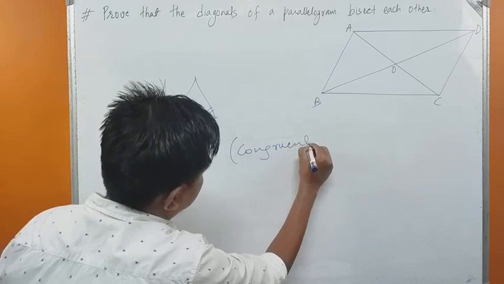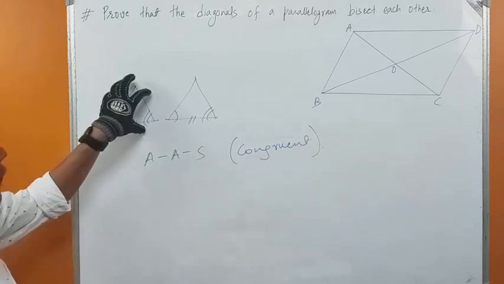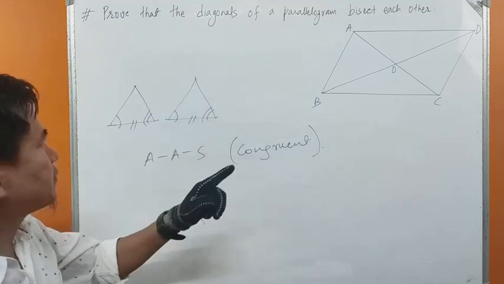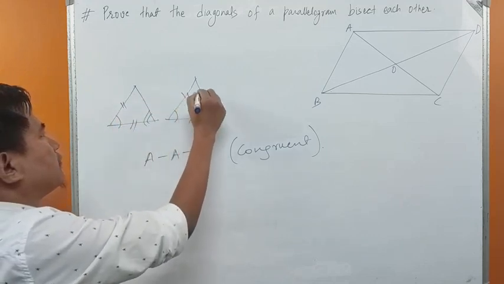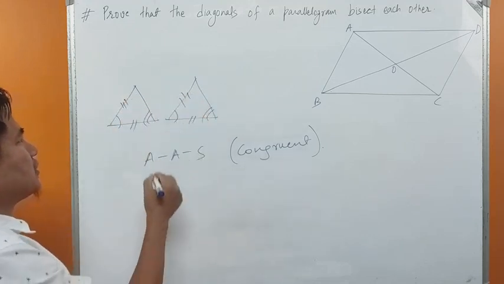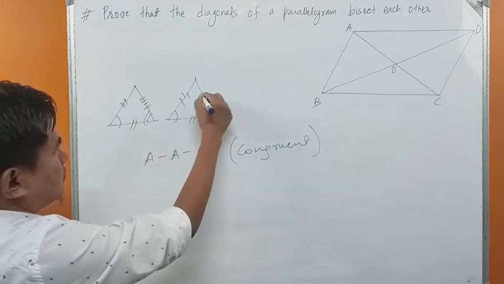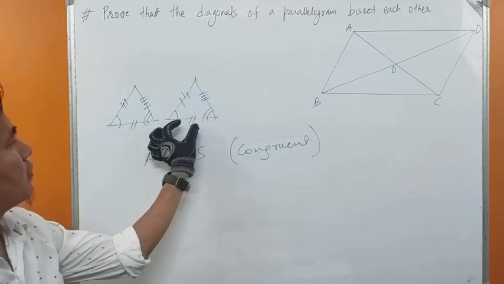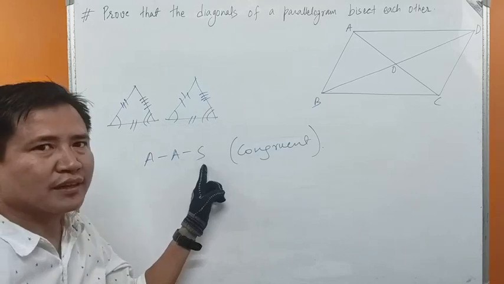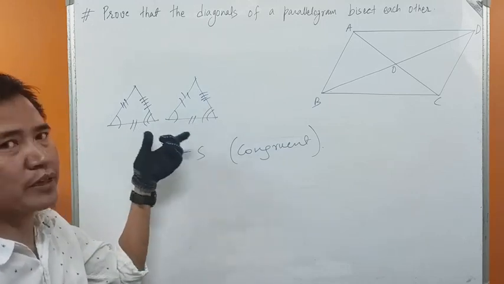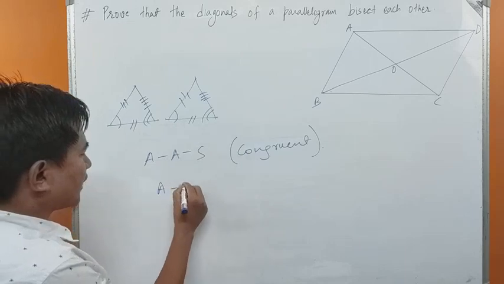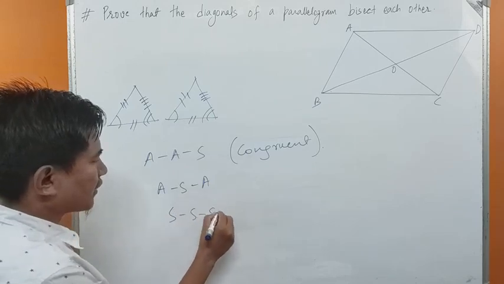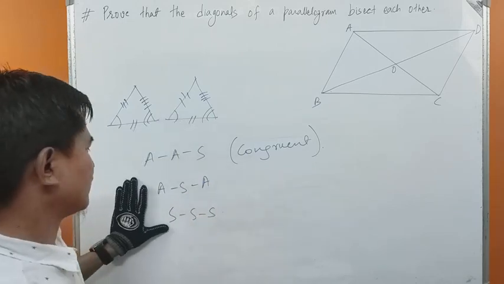Congruent means if I pick up this triangle and place it over this triangle, it will be exactly overlapped, which means each side of this triangle will be equal to the corresponding side of the other. If two angles and one side are equal to each other, then these two triangles will become congruent to each other. If angle, side, angle are equal, then also we can say these two triangles are equal. If side, side, side are equal, then also we say the triangles are congruent to each other.